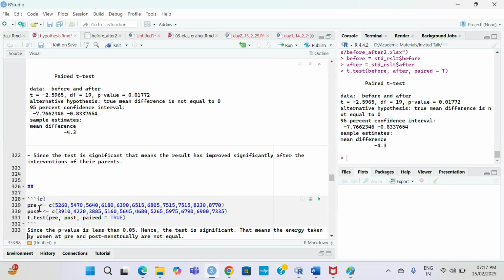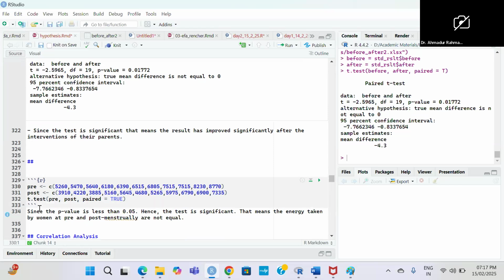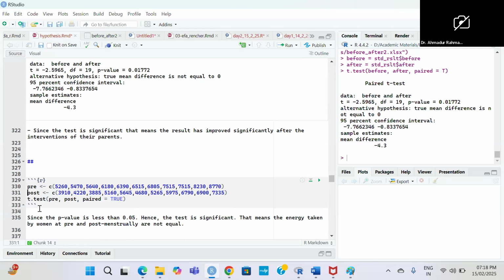Yes, sir. Okay, and this data is taken from the women. I think the one I just removed, this data is taken from women's data. It was published in some journal, so I have taken that data from there. So pre and post, two data are there.